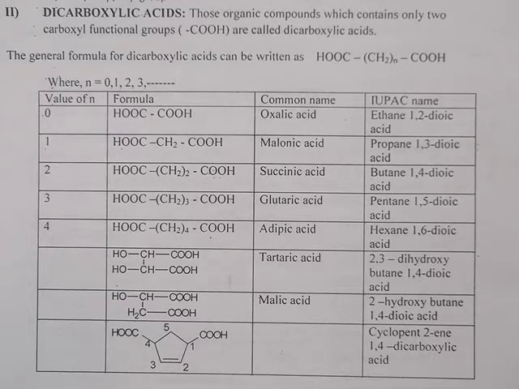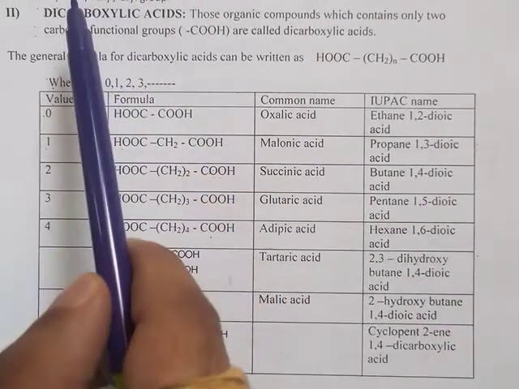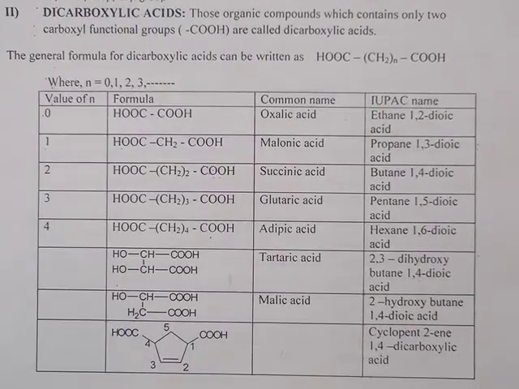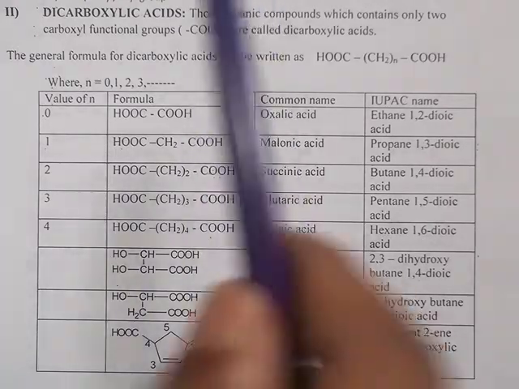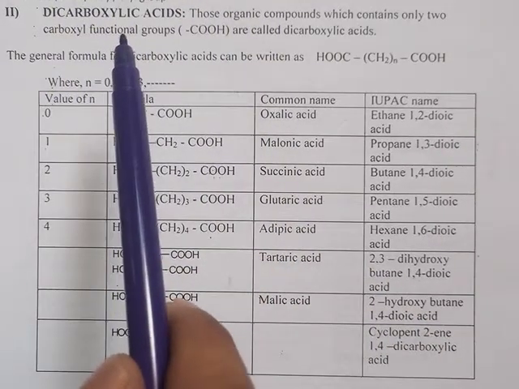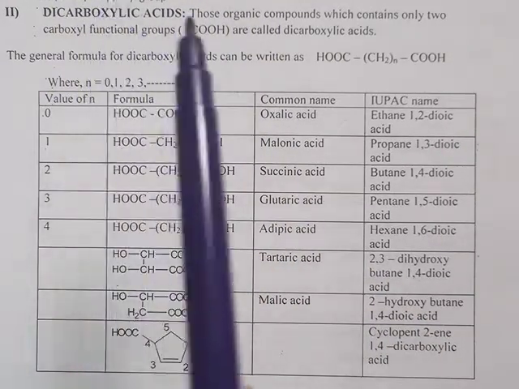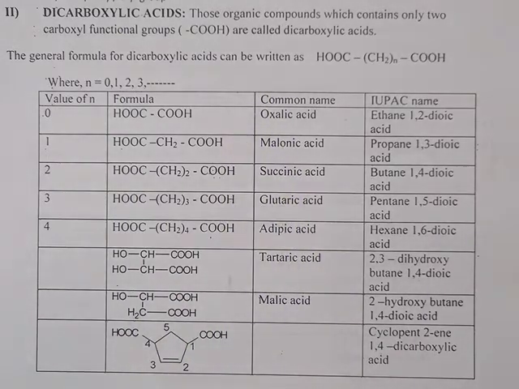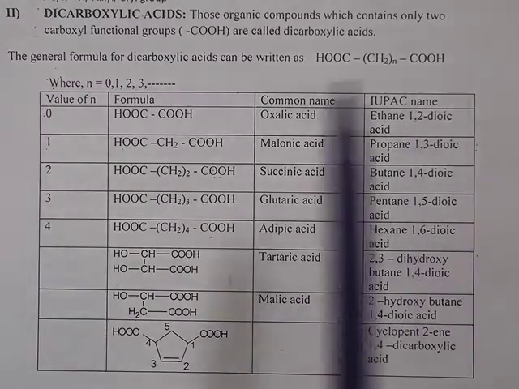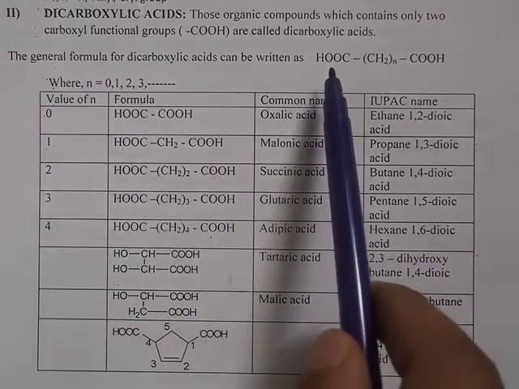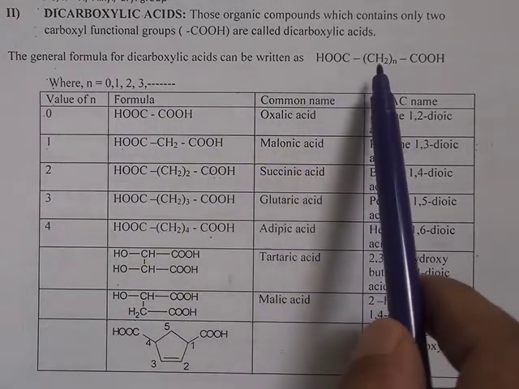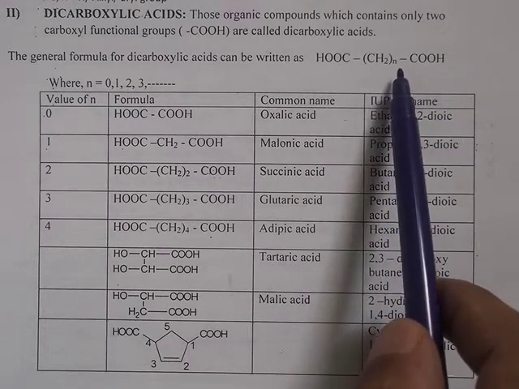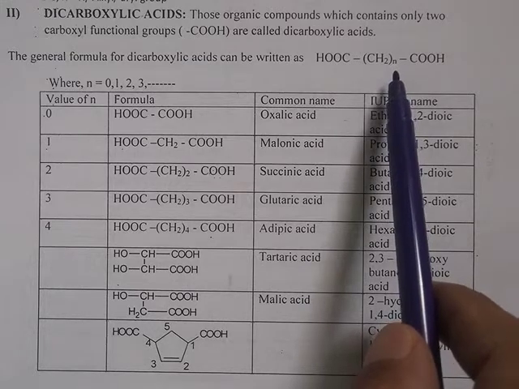Hello dear students. So let us discuss the dicarboxylic acids. Dicarboxylic acids are organic compounds containing only two carboxyl functional groups. Their general formula can be written as COOH (CH2)n COOH, where n may be 0, 1, 2, 3, etc.